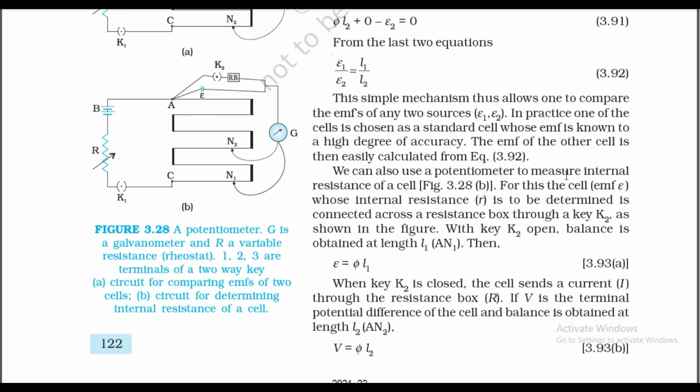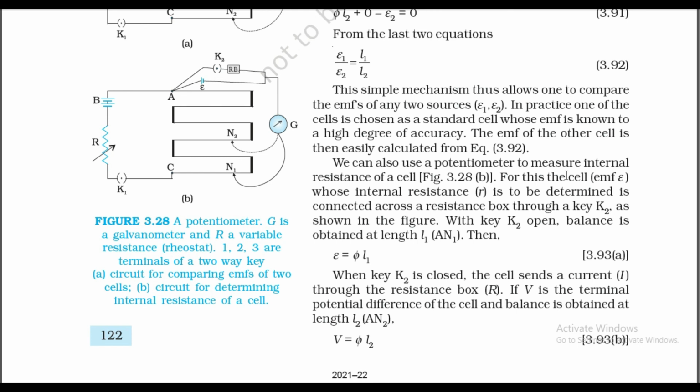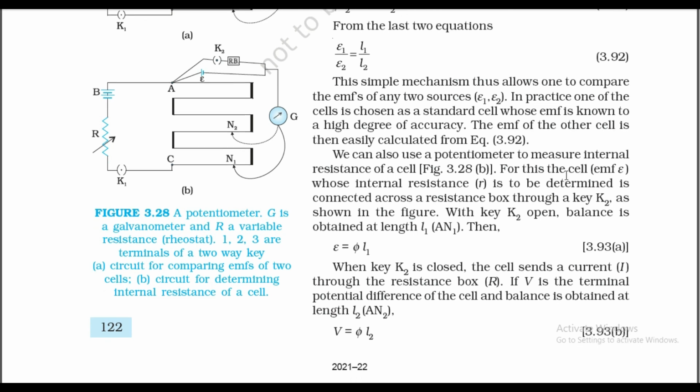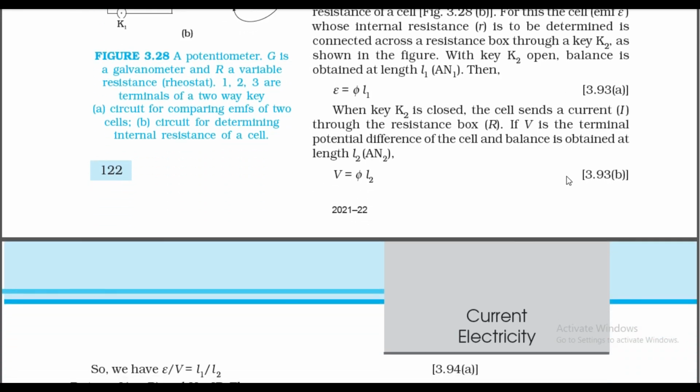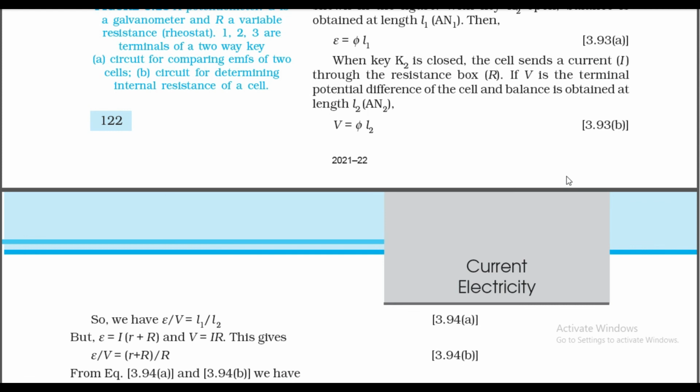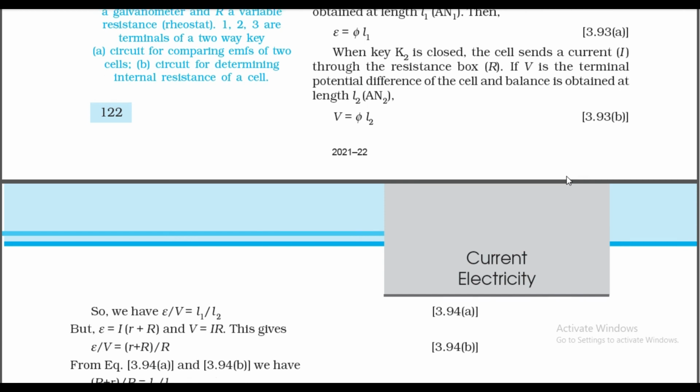We can also use a potentiometer to measure the internal resistance of a cell. For this, the cell of EMF ε, whose internal resistance r is to be determined, is connected across a resistance box through a key K2, as shown in the figure. With key K2 open, balance is obtained at length l1 (AN1), then ε = φl1. When the key K2 is closed, the cell sends a current I through the resistance box R. If V is the terminal potential difference of the cell and balance is obtained at a length l2 (AN2), V = φl2.